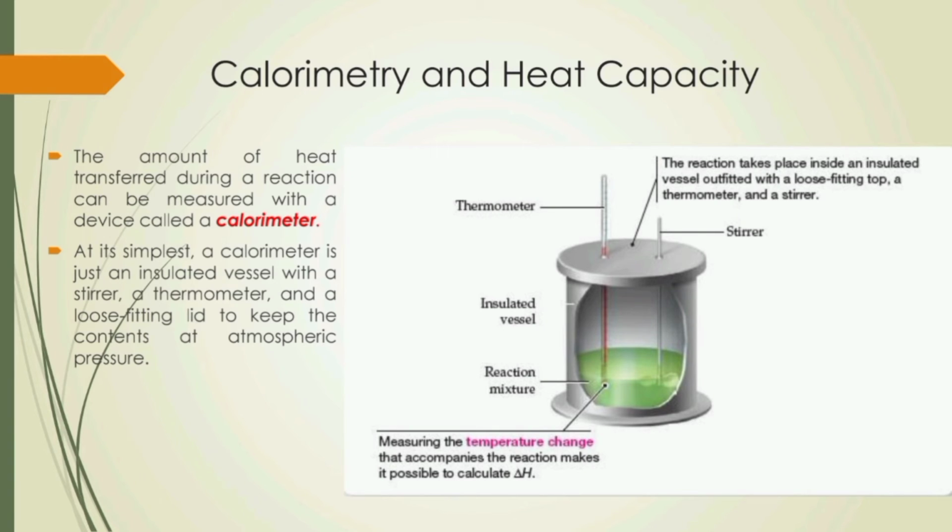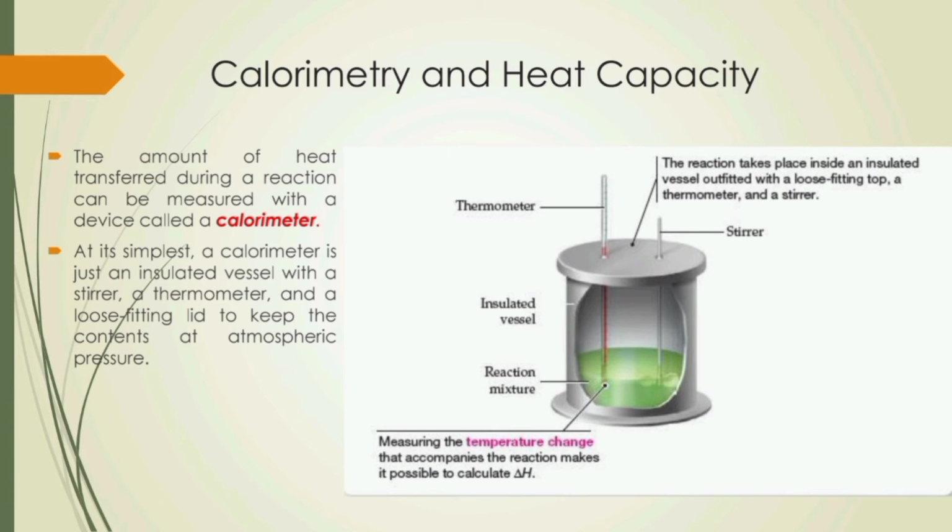All these concepts were to understand the basic concept of calorimetry and heat capacity. I have used these pictures here to make the concept clearer by visual representation. So calorimetry is the method to calculate the heat content of a gas, a reaction, or the reactants and products all together. The amount of heat that is transferred during a reaction can be measured with this device known as a calorimeter.